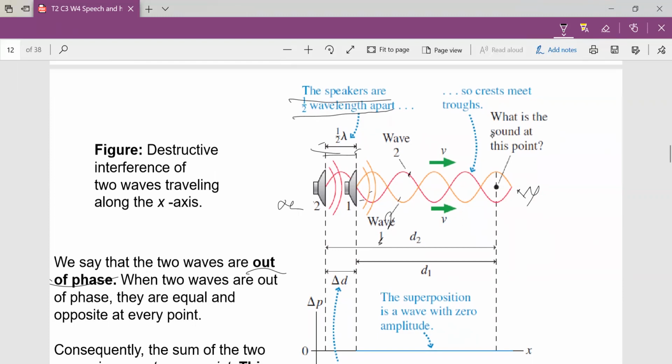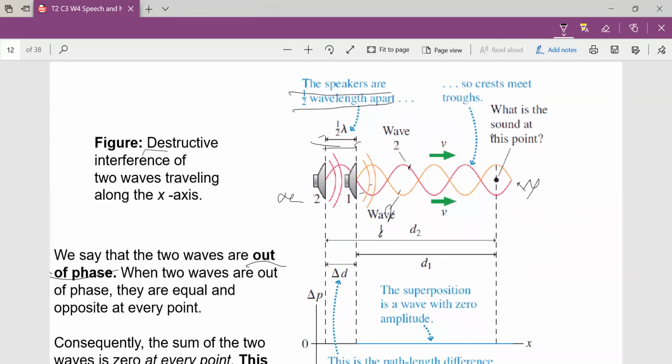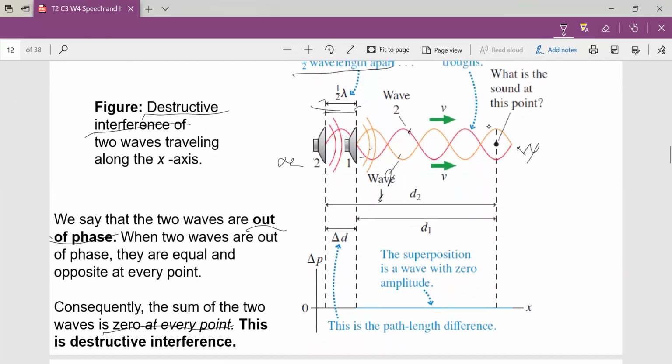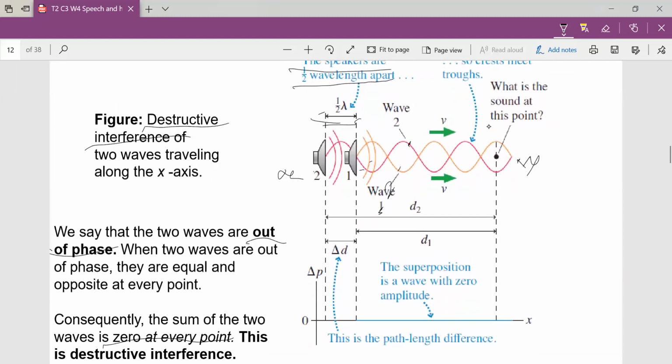So when they are out of phase, we are going to have something we call destructive interference. The sum of these two will lead to cancellation or zero at that point, which is termed destructive interference. So the same applies, the D being the path length difference, and the superposition of the two waves will give us a zero amplitude because they will cancel out to give us a straight line.